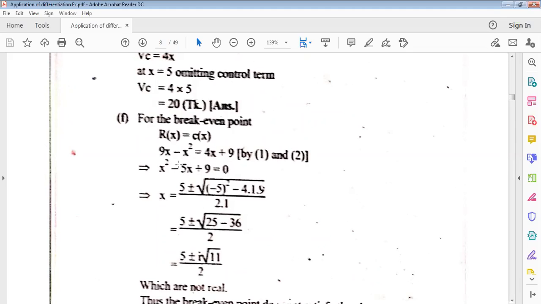Minus b means what? Minus 5. Okay. Minus b, what? Only 5. Plus minus square root b whole square. B whole square means what? Coefficient of x, what? Minus 5. Minus 5 whole square minus 4a.